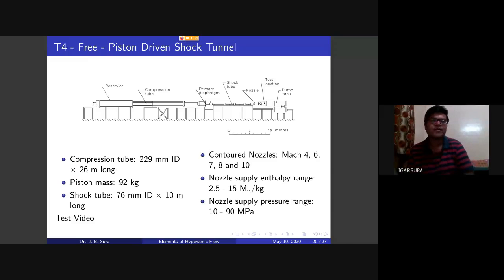Let me tell you, if you see the dimensions, the length of the compression tube is 26 meters. The length of the shock tube section is 10 meters.